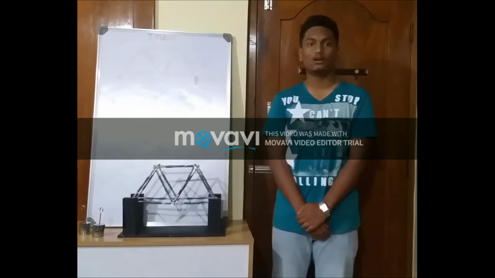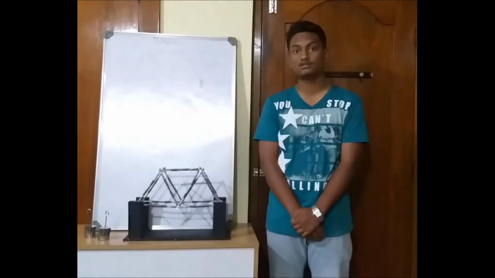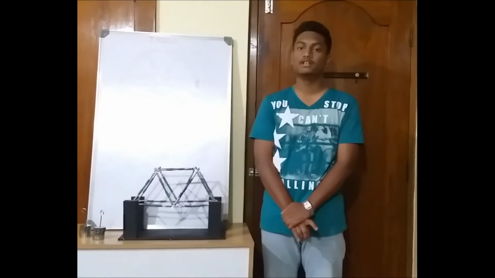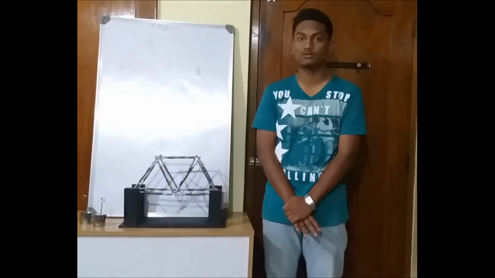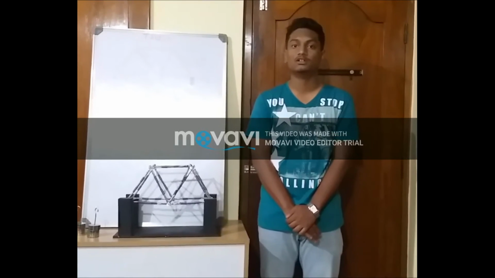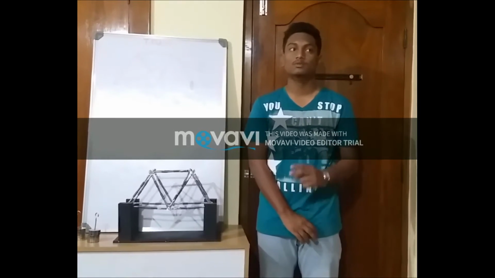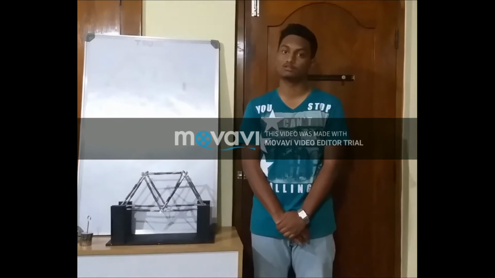The next type of truss which you see around us is the Warren truss. It is made up of a series of isosceles triangles joined together. It is basically used for the construction of bridges. The next one we see around us is the octet truss. It is made up of equilateral triangles. It consists of a minimum of two tetrahedrons and one octahedron.